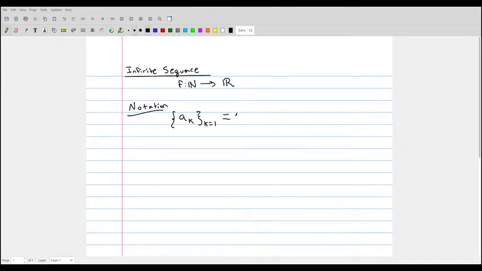So what this stands for is, say, an infinite list of numbers, like a1, a2, a3, and so on and so forth.